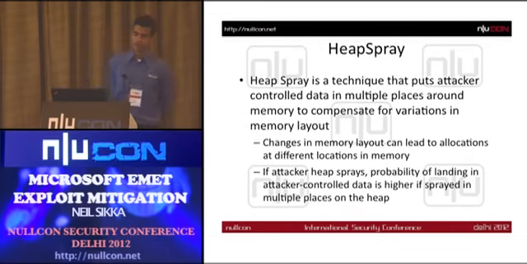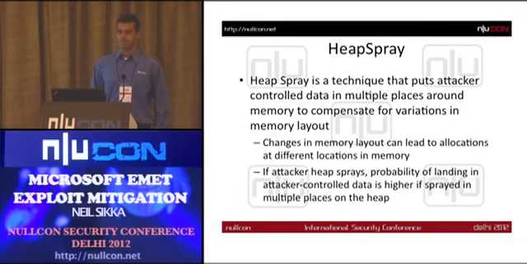So first of all, the heap spray, it's a technique that the attacker uses where they put multiple copies of their malicious code, like shellcode or something, into the process's address space, and they hope that a dereference or whatever vulnerability they're exploiting lands into one of the copies of their data that they put into the address space. And we have a mitigation for that.